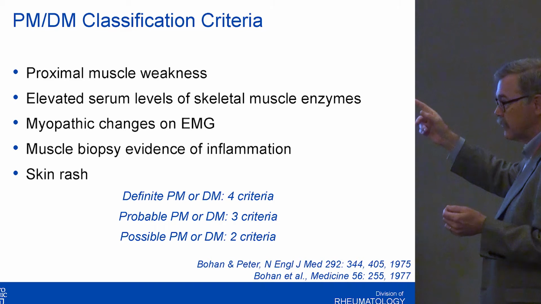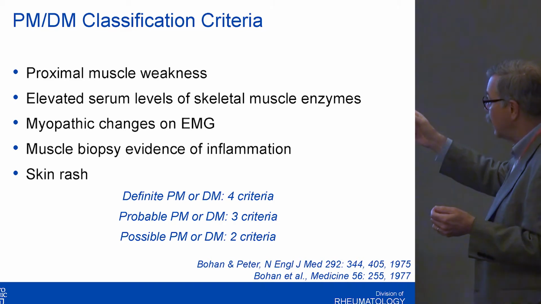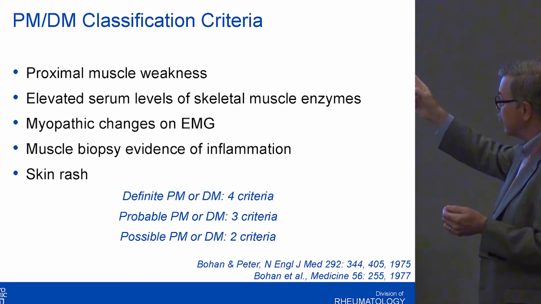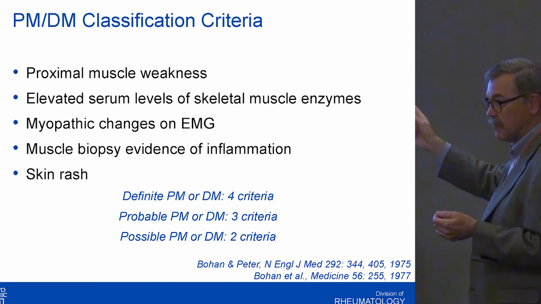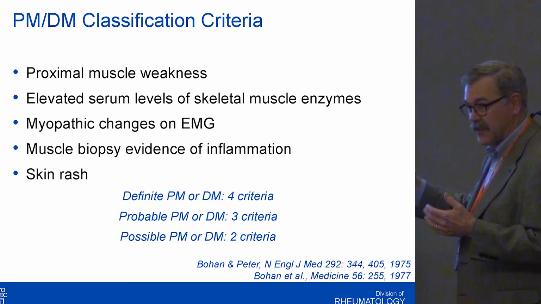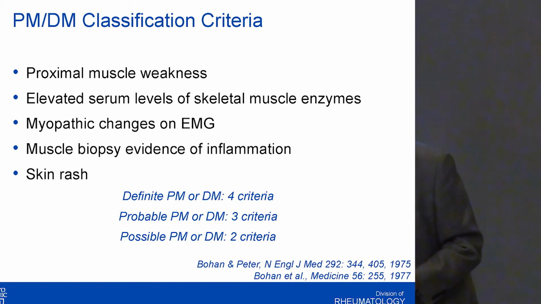So if we have somebody who's weak or has muscle complaints, what are we going to do? We're going to look for weakness. We're going to look for the muscle enzymes. We're going to do an EMG. Think of doing a muscle biopsy. Look for the rashes. So these are the things that go into making the diagnosis.